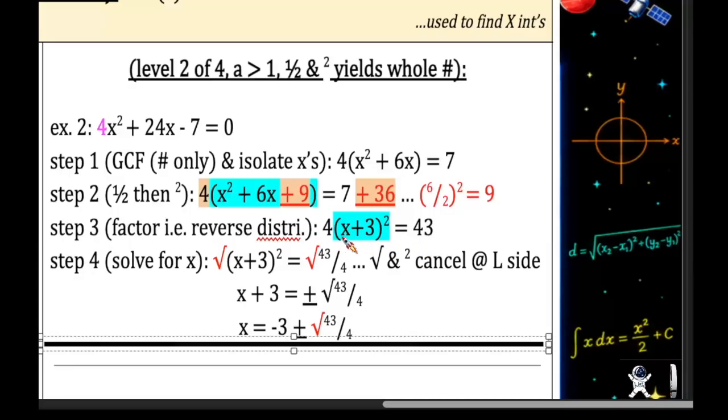Divide both sides by 4, and I get this line in black. Square root both sides, and I get a plus minus scenario, okay? And the squares cancel with the square root. And then lastly, subtract 3, okay?